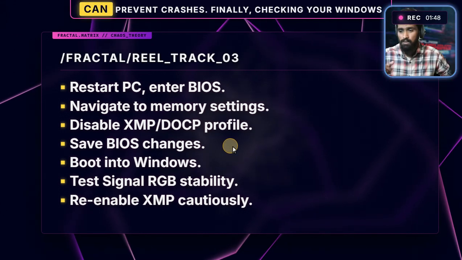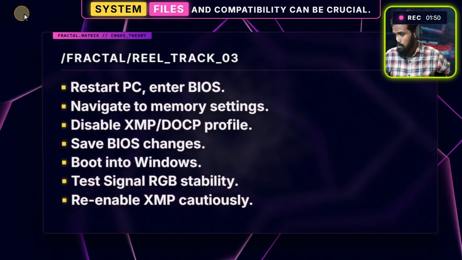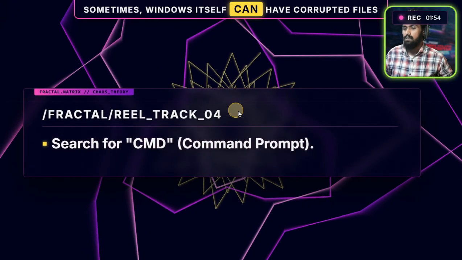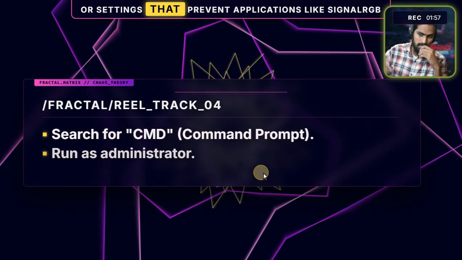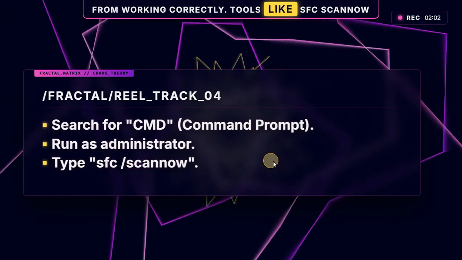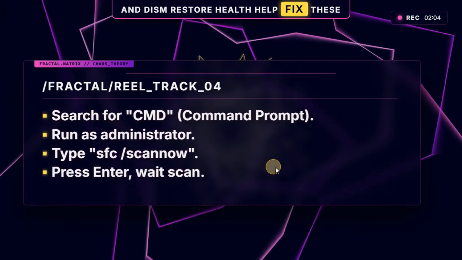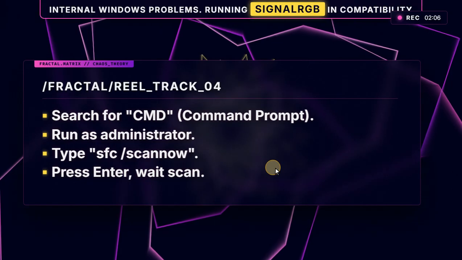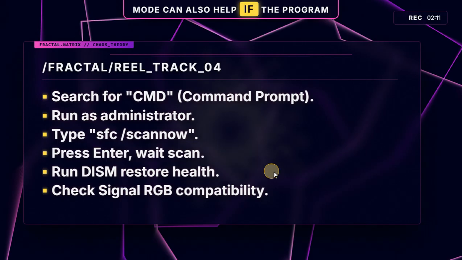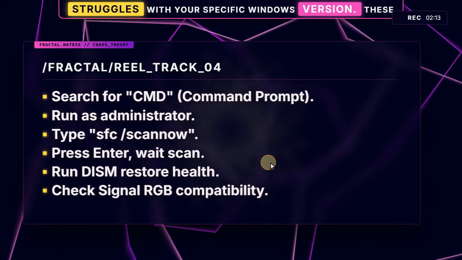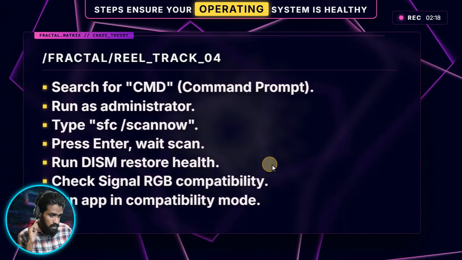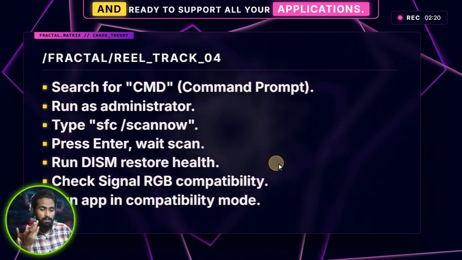Finally, checking your Windows system files and compatibility can be crucial. Sometimes Windows itself can have corrupted files or settings that prevent applications like SignalRGB from working correctly. Tools like SFC /scannow and DISM /RestoreHealth help fix these internal Windows problems. Running SignalRGB in compatibility mode can also help if the program struggles with your specific Windows version. These steps ensure your operating system is healthy and ready to support all your applications.